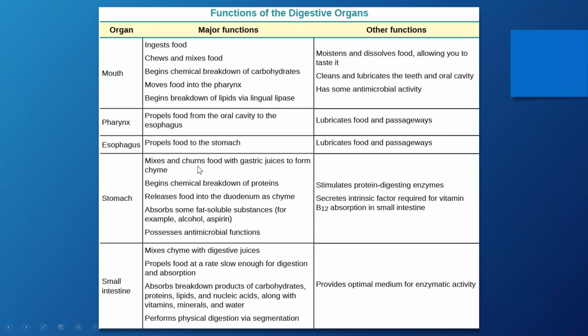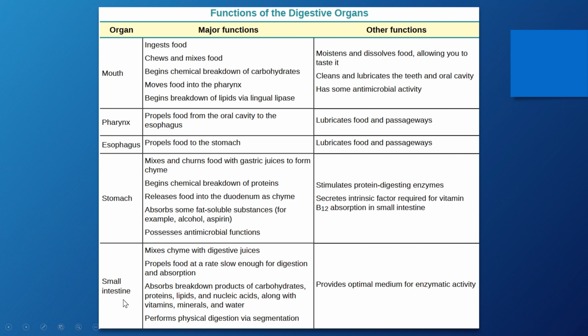The esophagus propels food to the stomach. The stomach mixes and churns food with gastric juices to form chyme. So in the mouth, we call it food bolus, and in the stomach, we call it chyme. We begin chemical digestion of proteins in the stomach, and that's pretty much it. There is a little bit of absorption, for example, alcohol and aspirin. And the stomach also possesses antimicrobial functions, but we do not have much digestion or absorption in the stomach.